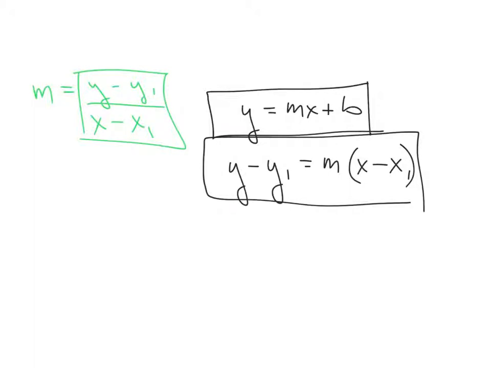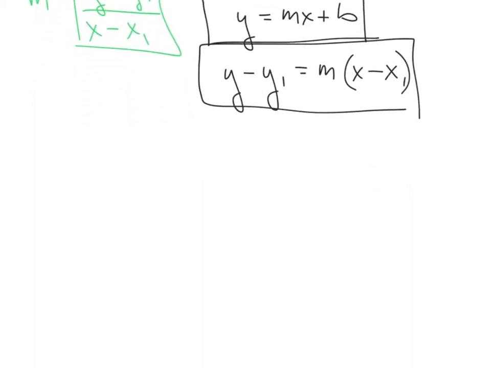All right, so example 2 says, write an equation for the line that passes through point -1, 5.